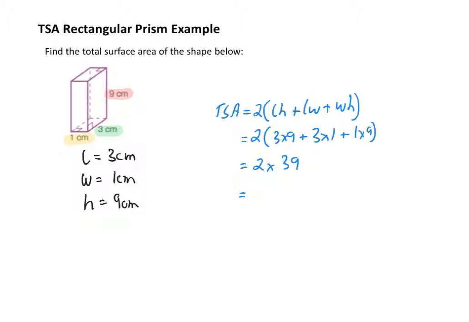So my total surface area is going to equal 78 centimeters squared. So the total surface area of the shape in my example is 78 centimeters squared.